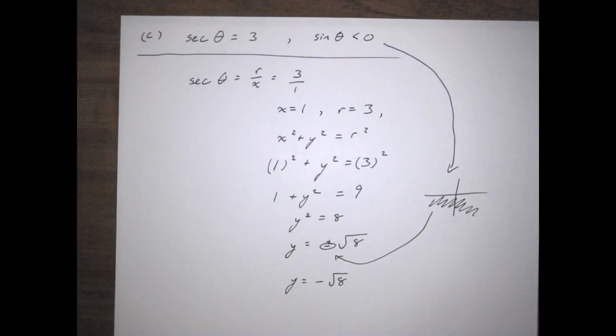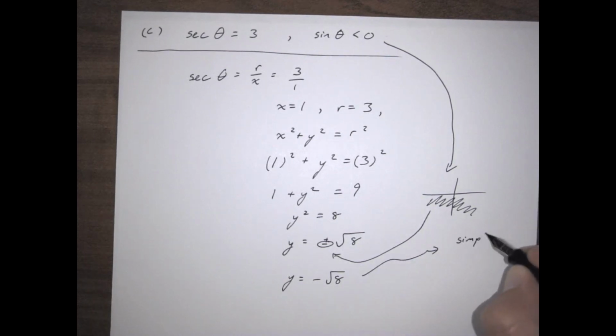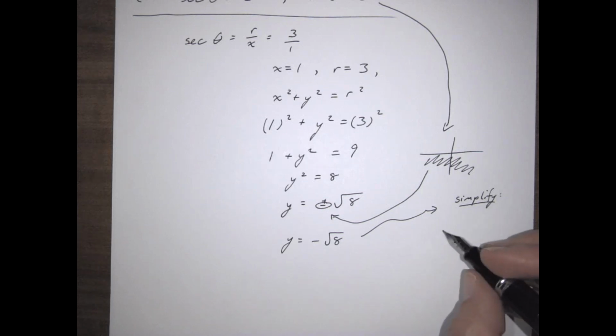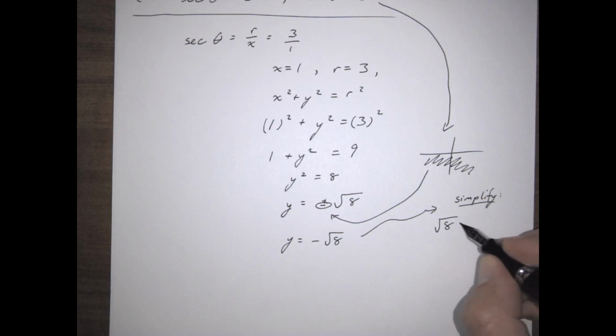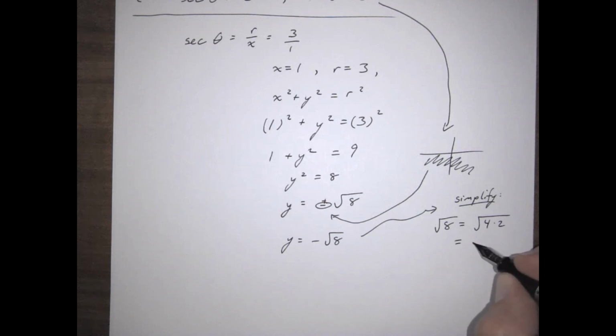Now when it comes to these square roots, we can simplify this. The way you would simplify a square root of 8 is if the number that you're taking the square root of happens to contain any perfect square factors, then what you can do is factor them, and it would look like this. So square root of 8 is equal to square root of 4 times 2, which is equal to square root of 4 times square root of 2.